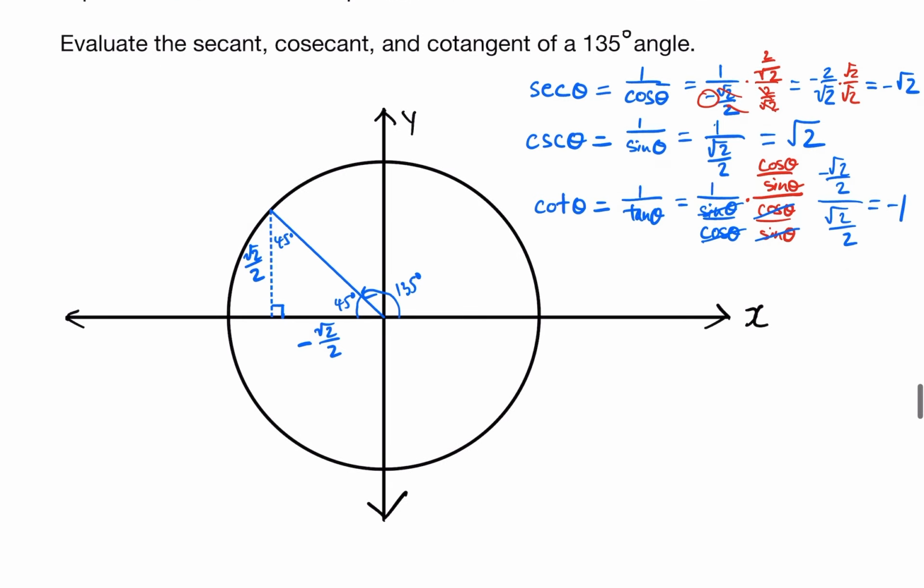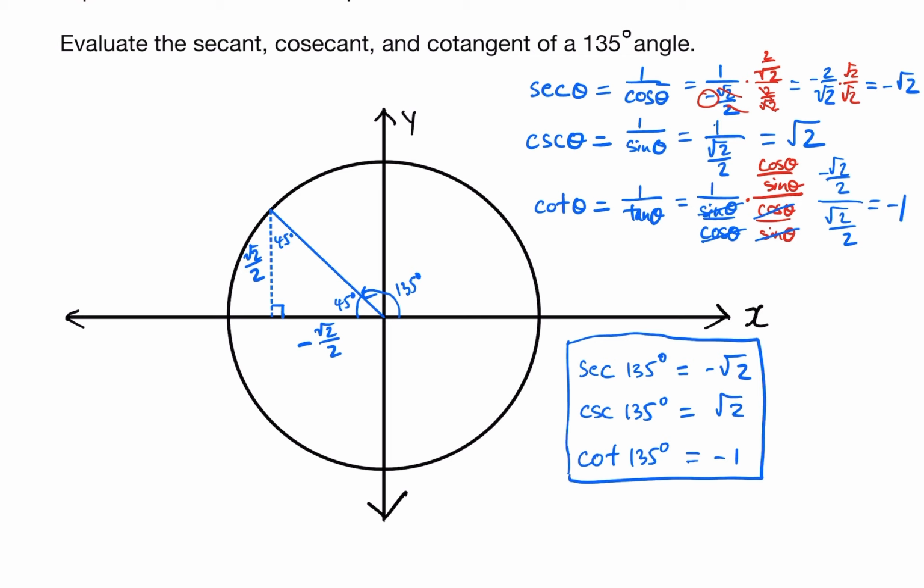Okay, so let's go ahead and finalize our answer. Secant of 135 degrees is equal to negative square root of 2. The cosecant of 135 degrees is equal to square root of 2. And lastly, the cotangent of 135 degrees is equal to negative 1. So those are our answers.